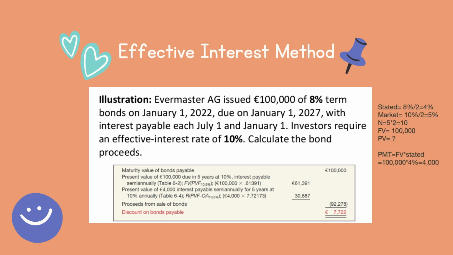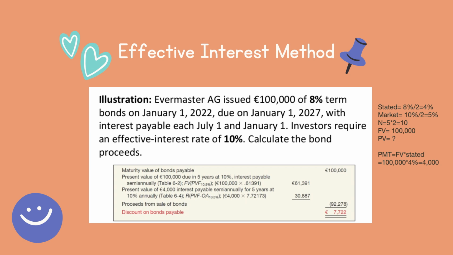Okay? So the stated is 8%. We're gonna divide it by 2, so it's gonna be 4% for 6 months. The market is 10%, so we're gonna divide it by 2, so it's gonna be 5%. And it's 5 years, but we're gonna pay twice a year, so we're gonna multiply it with 2 to get 10 periods. The face value is 100,000, the present value is unknown. Now the payment, I need to multiply the face value by the stated rate. So 100,000 by 4%, it's gonna be 4,000.